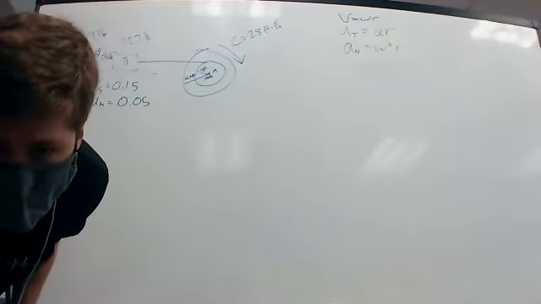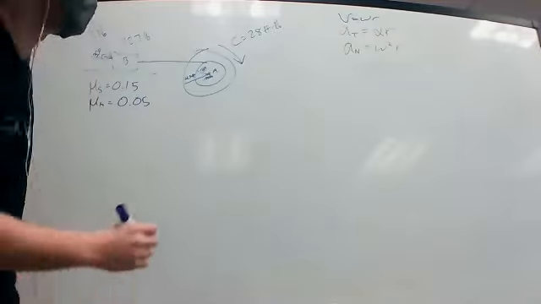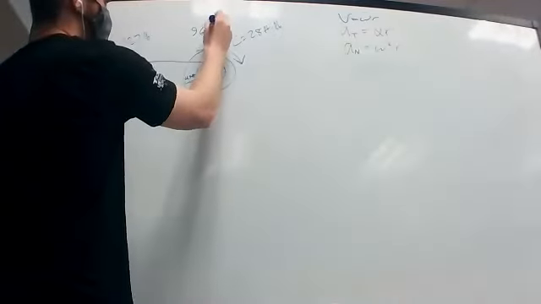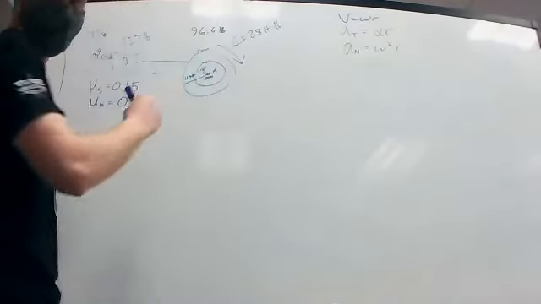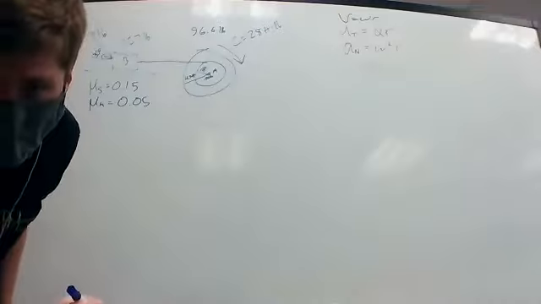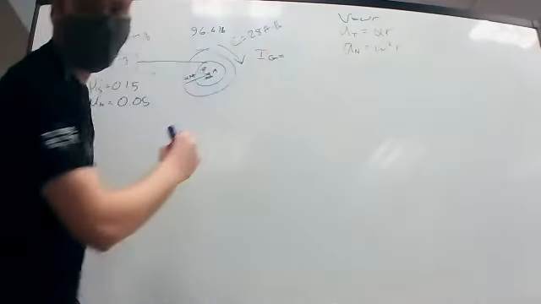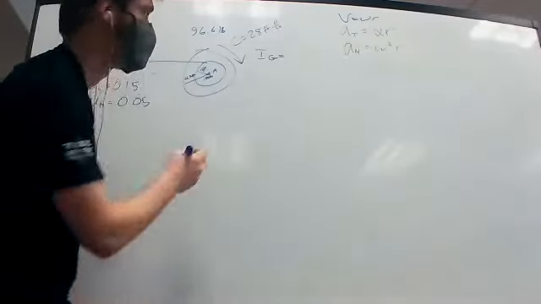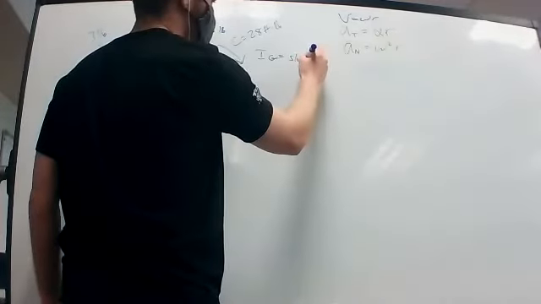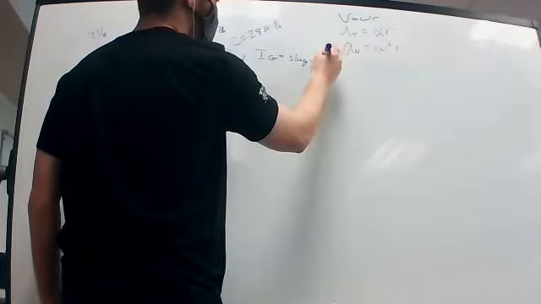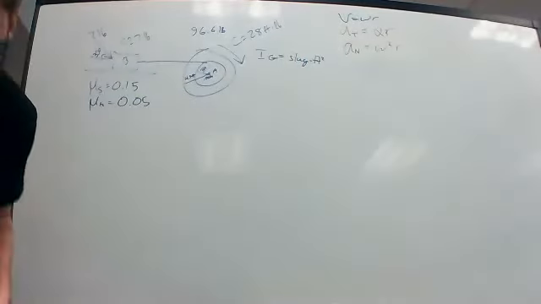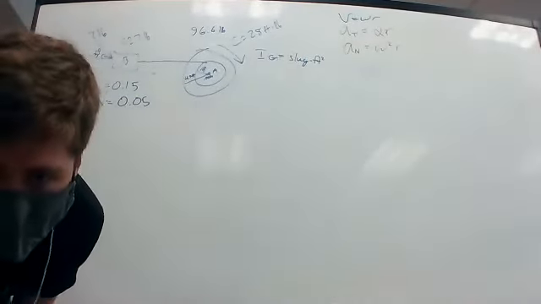We also know that the weight of the wheel is 96.6 pounds. And I_G of the wheel is equal to 18 slug feet squared. We're given quite a lot.